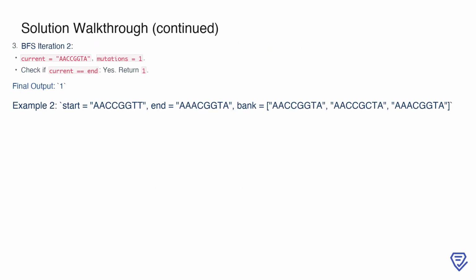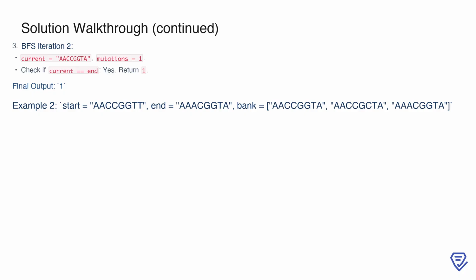In the second BFS iteration, we dequeue AACCGGTA with its mutation count of 1. At this point, we check if the current sequence matches the target sequence. Since AACCGGTA is indeed the end sequence, we return the mutation count of 1 as the result. This means it takes exactly one mutation to transform AACCGGTT into AACCGGTA using the given bank. With this, the first example concludes, and the final output for this example is 1.